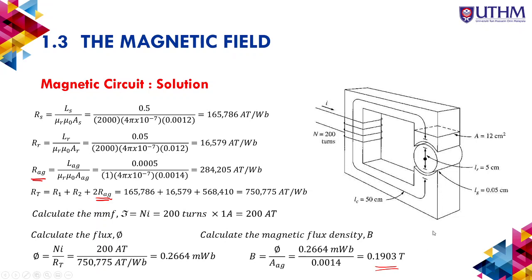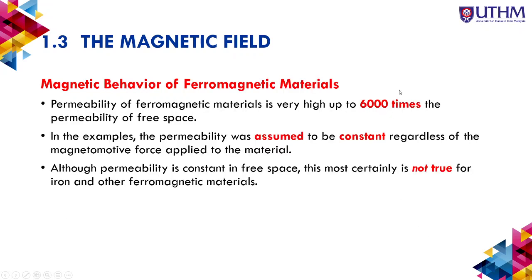I will just speed up here. This is the magnetic behavior of ferromagnetic materials. The permeability, I think I touched on it before, of ferromagnetic material is very high, up to 6,000 times compared to free space, depending on the material. In the example, the permeability was assumed to be constant regardless of the magnetic force applied to the material. Although the permeability is constant in free space, this is most certainly not true for iron and other ferromagnetic materials.